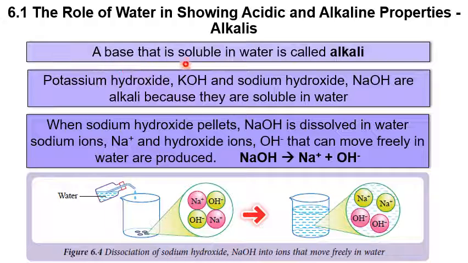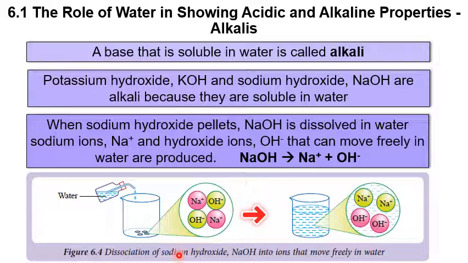A base that is soluble in water is called alkali. Potassium hydroxide and sodium hydroxide are alkalis because they are soluble in water. When sodium hydroxide pellets are dissolved in water, sodium ions and hydroxide ions that can move freely in water are produced. This is the chemical equation. The figure shows the dissociation of sodium hydroxide into ions that move freely in water.